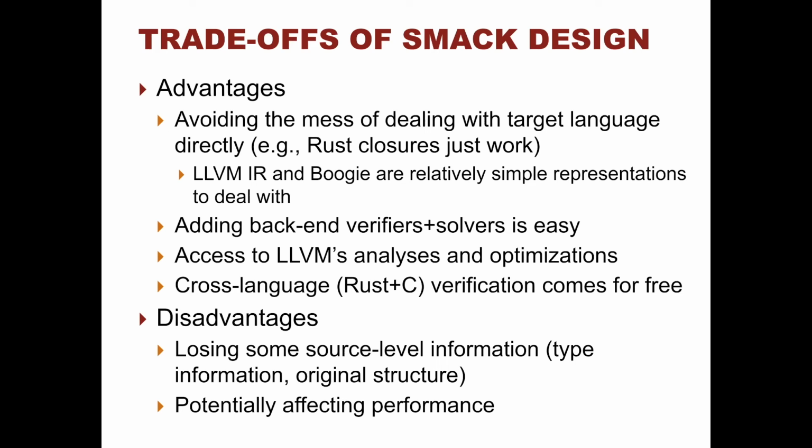Adding backend verifiers and solvers is easy. I already mentioned this. And we have access to all sorts of LLVM analyses and optimizations. And then finally, in the context of Rust, this cross-language verification where you combine Rust and C and maybe unsafe Rust basically comes for free. It just works again. There are disadvantages as well. That's why I said these are trade-offs. So we lose a bunch of source level information, in particular in the case of Rust, like type information, non-aliasing information, original structures, and so on. And because of that, we definitely pay a performance penalty in certain cases.